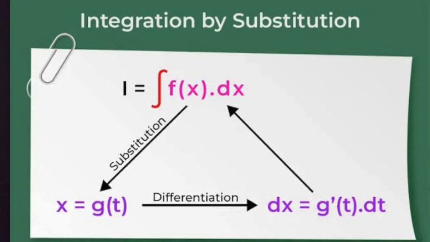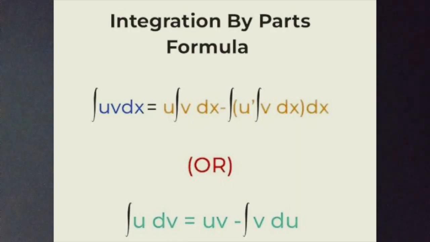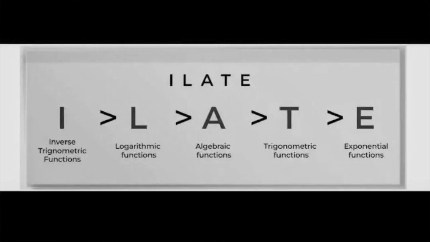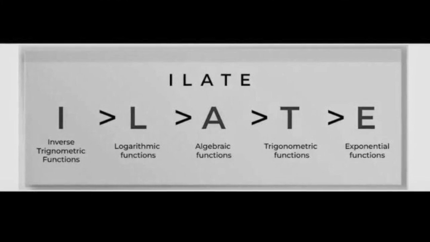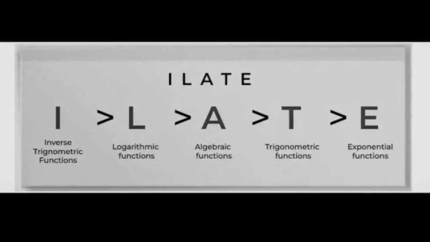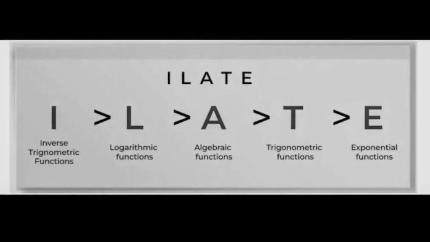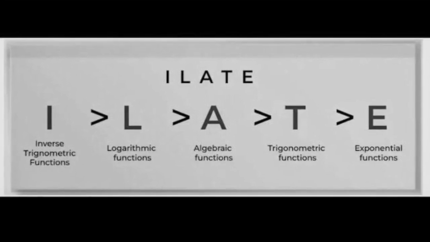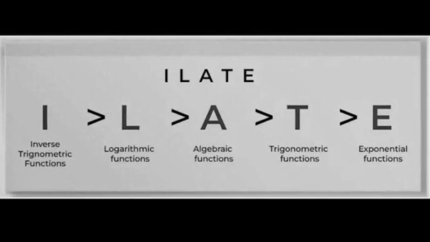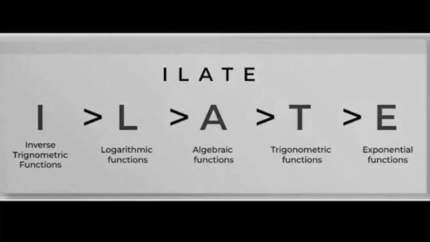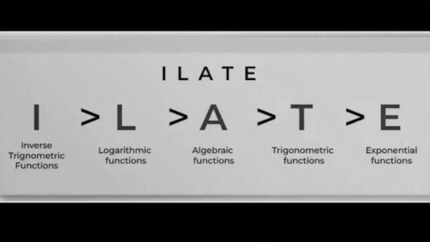The second method to evaluate indefinite integrals is known as integration by parts. In integration by parts, we use this rule. To select u and v, we further use the ILATE rule. In the ILATE rule, the expression with more priority gets to be u, and the other expression, which is below u, is taken as v. And then we apply the formula.